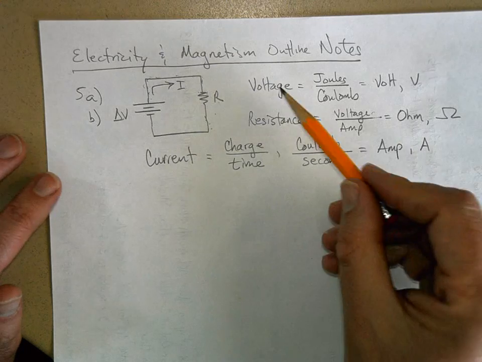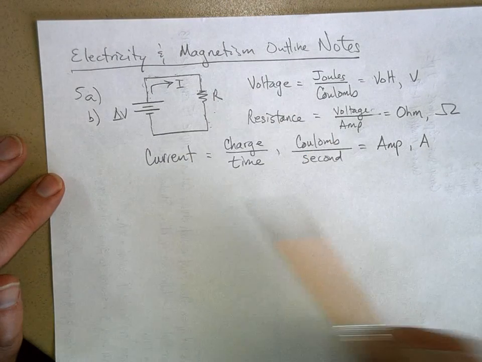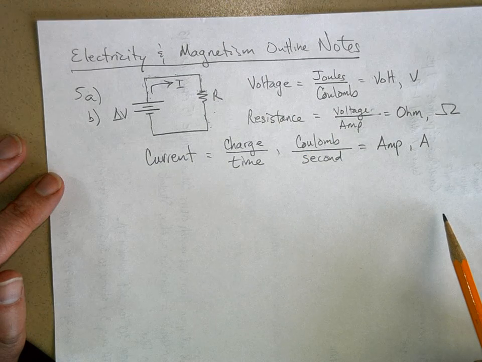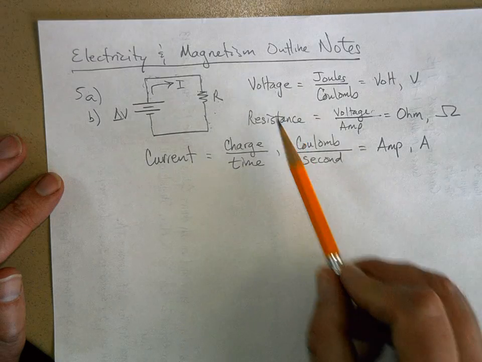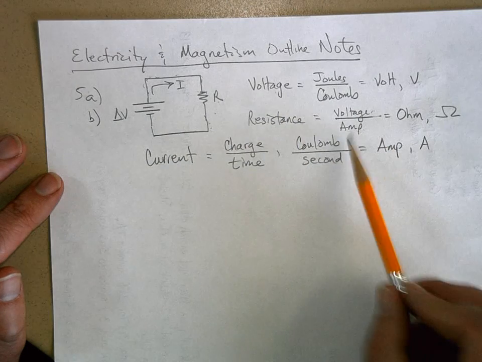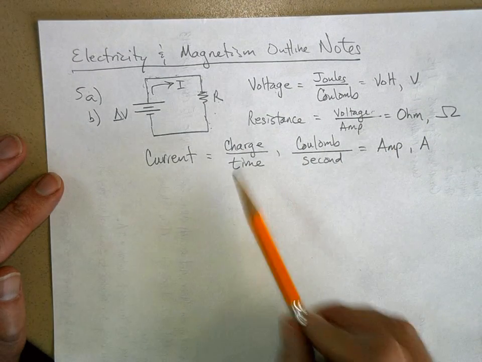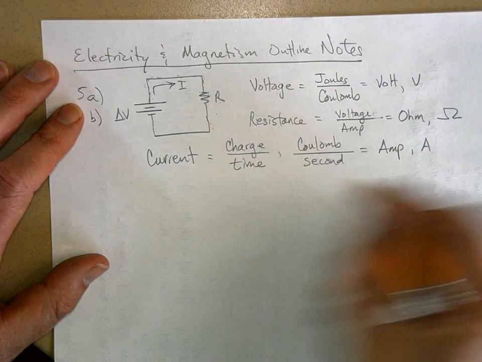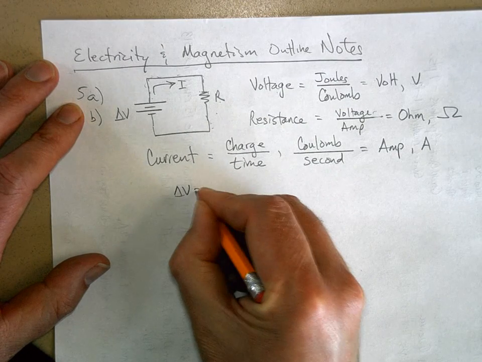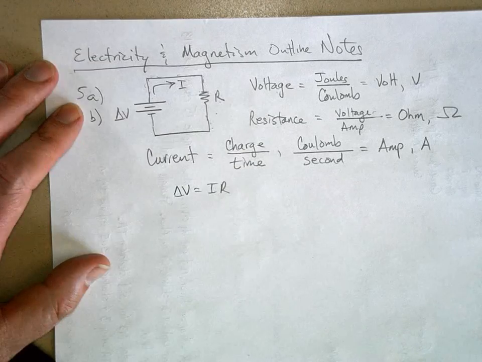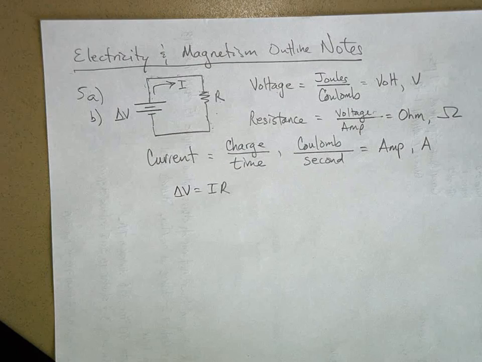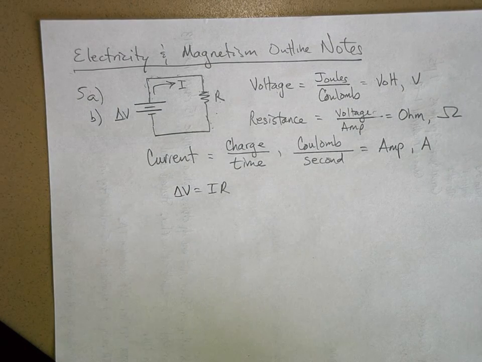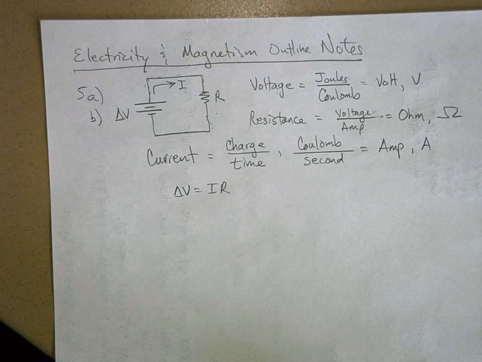So this is kind of like what you would put on your quantity chart: voltage with the units, resistance units, current. Now, the equation that relates all this is delta V equals I times R. That relates all of these quantities in a circuit.